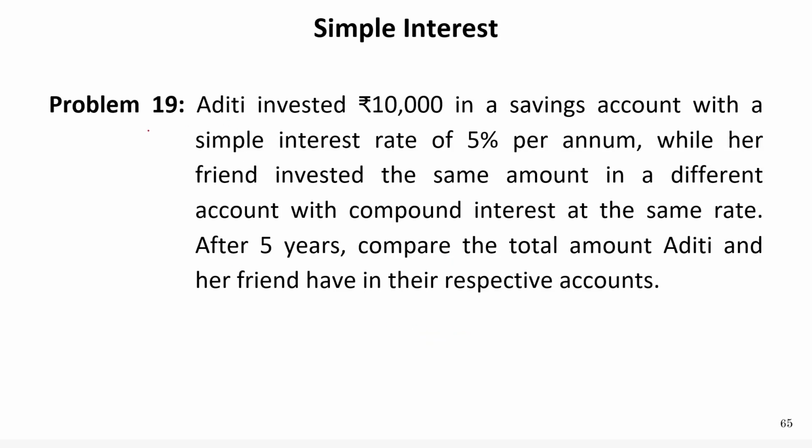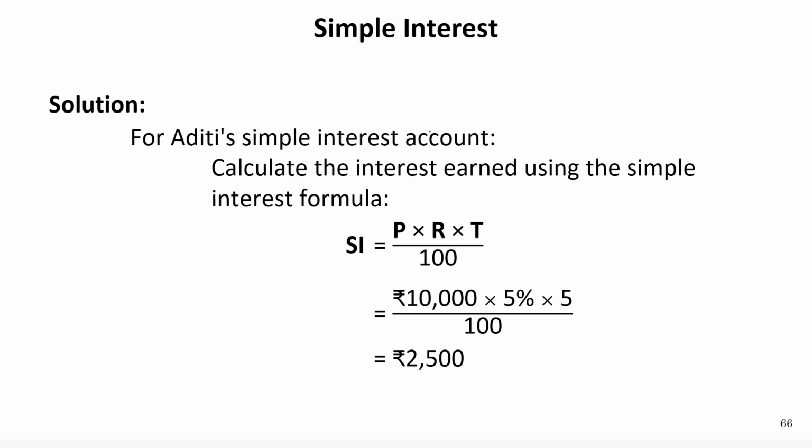So let's see problem number 19. Aditi invested 10,000 in a savings account with a simple interest rate of 5%, okay, per annum, while her friend invested the same amount in a different account with compound interest at the same rate. After 5 years, compare the total amount Aditi and her friend have in their respective accounts. So Aditi's simple interest account will be what? SI is equal to PRT by 100 is equal to 10,000 into 5 by 100. So it will be 2,500.